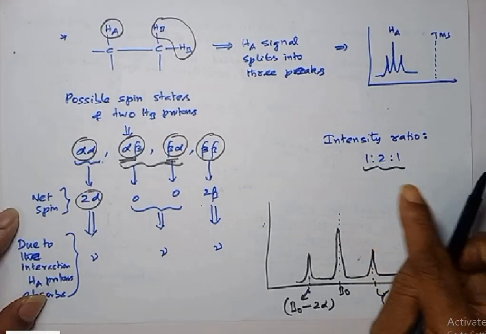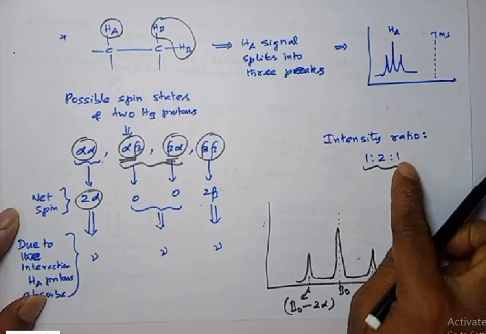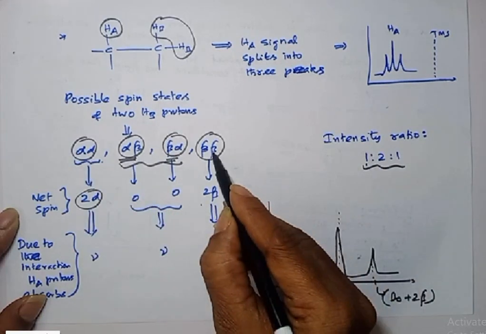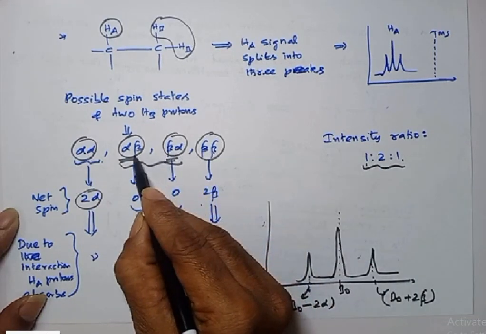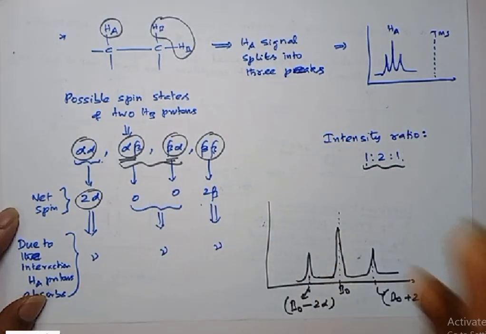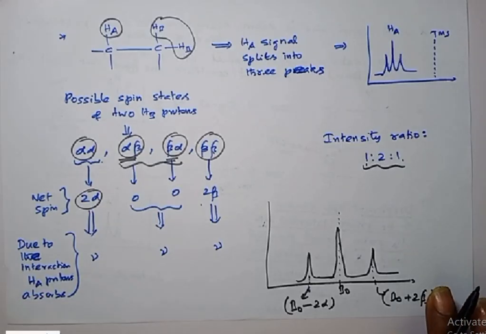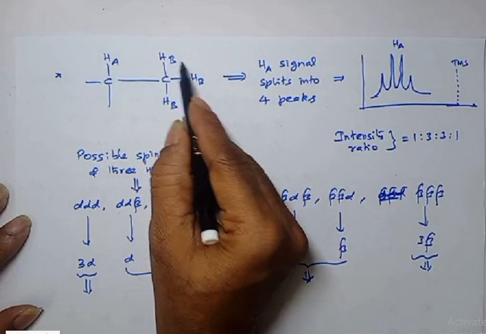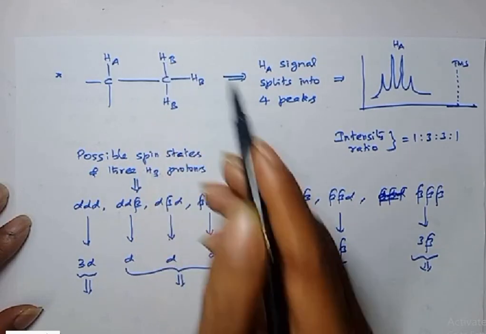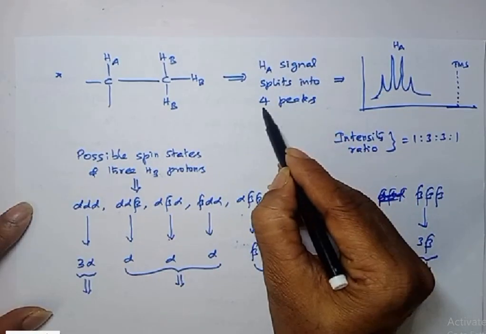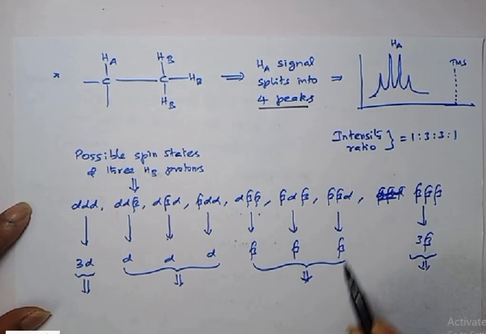The intensity ratio is 1:2:1. Why 1:2:1? Because see, this is one spin state: alpha alpha, one spin state. Beta beta, one spin state. Alpha beta and beta alpha, I have 2 spin states. So that's the reason why I get this intensity ratio as 1:2:1. Is this clear to all? Suppose I have HA proton and the adjacent carbon has 3 equivalent HB protons. In this case, the HA signal splits into 4 peaks. We call this a quartet.